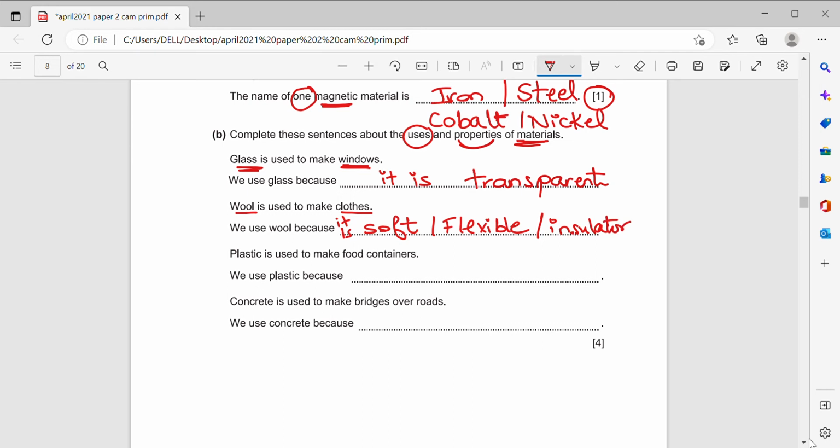Okay. Plastic is used to make food containers. We use plastic because, this question comes often too. Why do we use plastic to make food containers, or plastic bottles? Regarding plastic, it is not toxic. Someone else could write that it is insoluble in water.